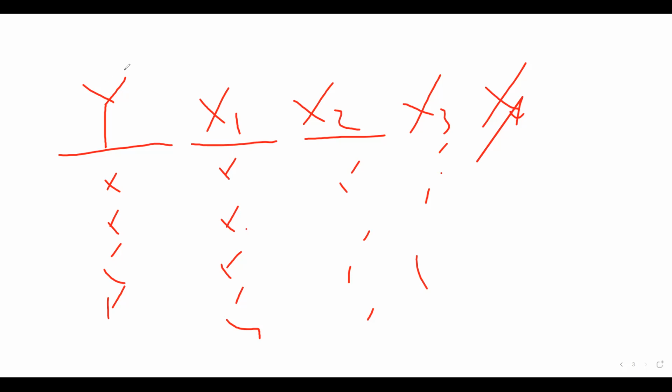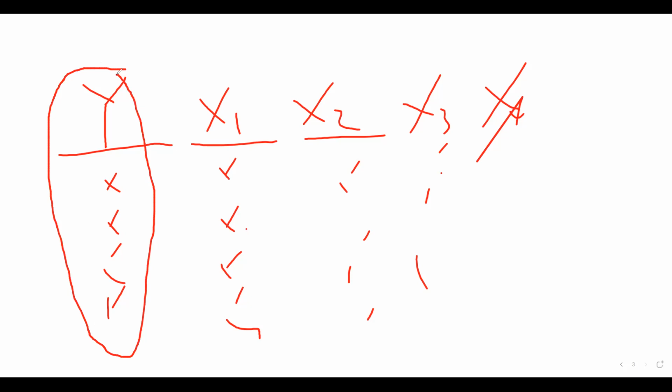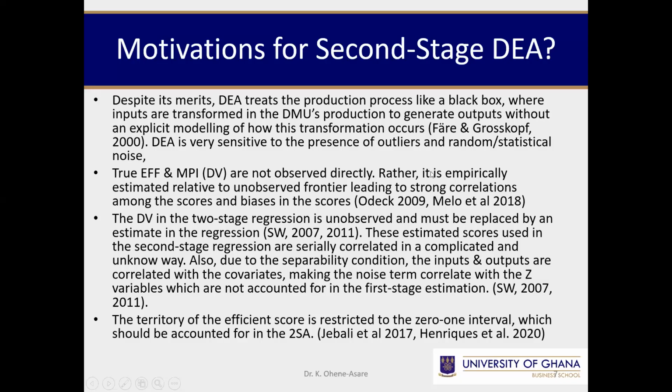But then when you go to DEA, this section here, the scores, which now becomes the efficiency scores here, okay? Whether it's input oriented or output oriented, that score is not directly observed. You don't see it in the annual report of banks or others. You have to go and do what? You have to go and estimate them. They are empirically estimated. And the process of estimating them, they are estimated relative to an unobserved frontier.